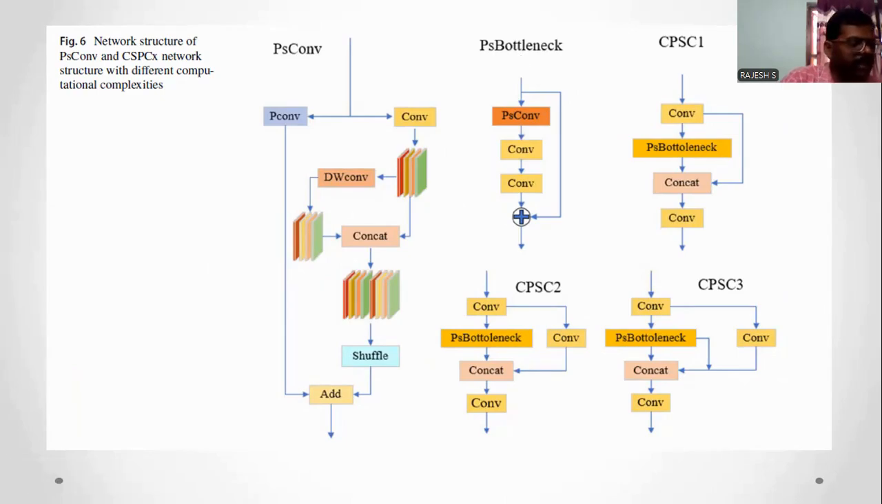Now the second one, partial shift bottleneck. It is a small box made by using PSC, nothing but partial shift convolution. This PS bottleneck, the partial shift bottleneck, uses partial convolution and also partial shift instead of full convolution.